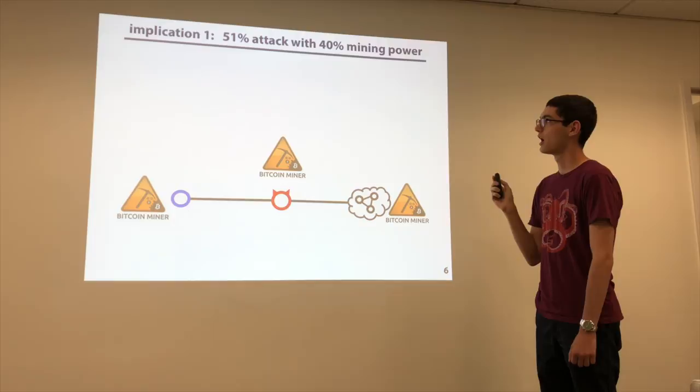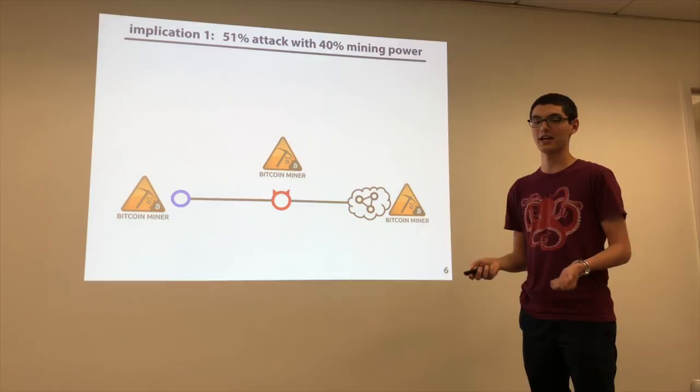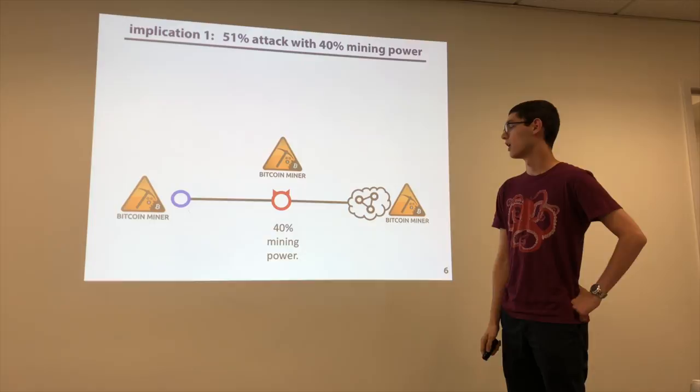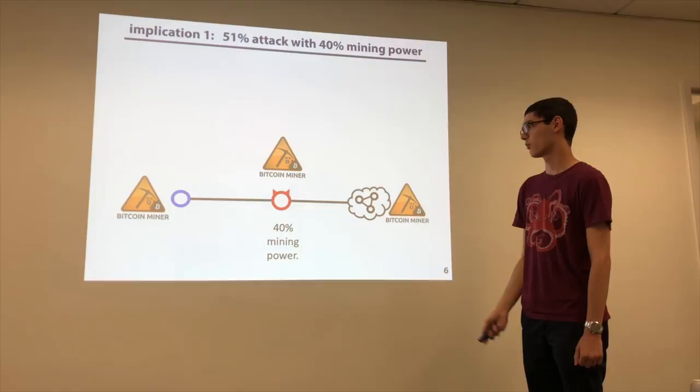Some implications of an Eclipse attack. The big one is the fact that you can do 51% attacks with less than 51%. 40% to be exact. So let me just explain. Imagine you're a miner with 40% and you're not doing the attack. And the rest of the network would have 60 if you have 40. Normally, you're good. The 51% attack won't happen because you have less mining power than the honest nodes.